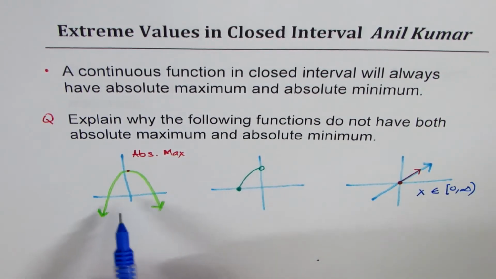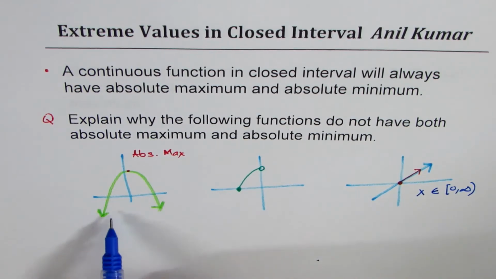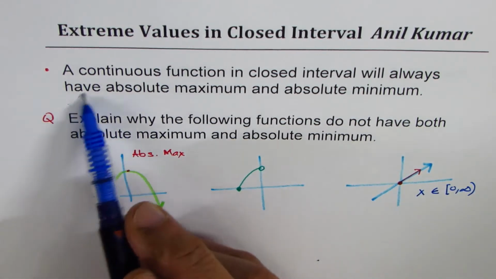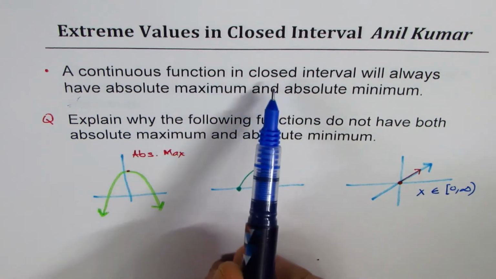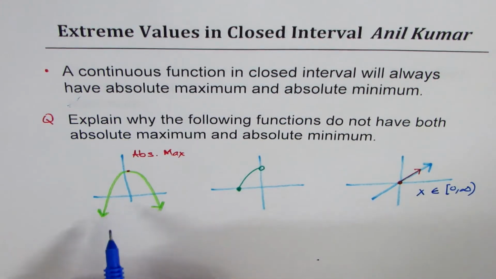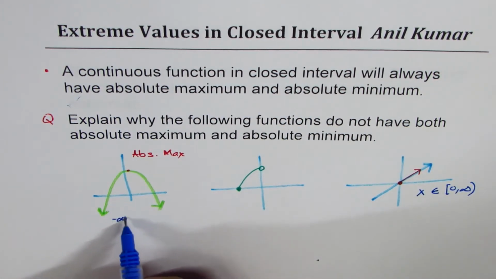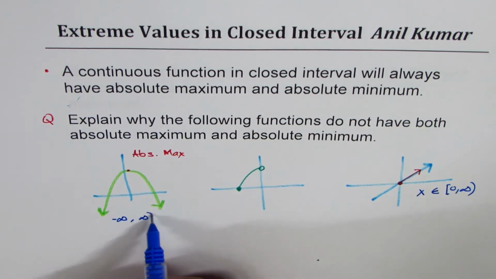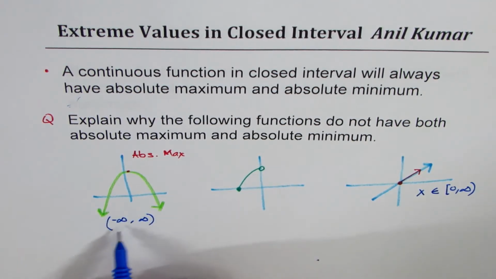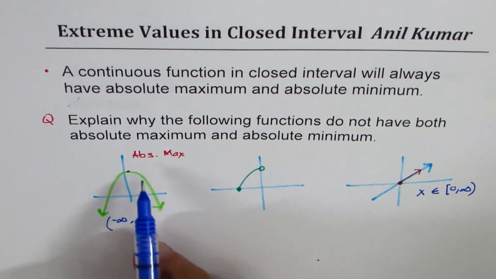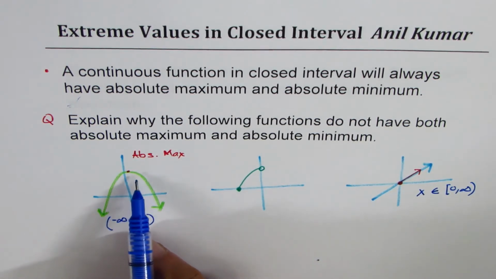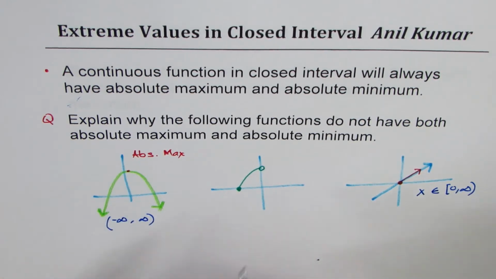The reason is very clear. In the first case, the function is continuous, but the interval is not closed. See, the interval here is from minus infinity to plus infinity. Do you see that? Since we do not have a closed interval, we may or may not have absolute maximum or minimum, and that's the reason why we don't have both.